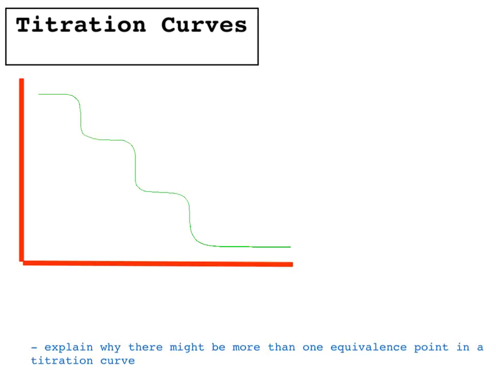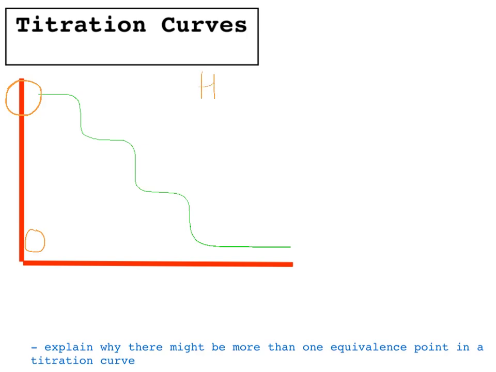Now you might get a question that presents you with a pH curve that looks a bit like this, and you can see this time there is more than one equivalence point, and this happens when more than one reaction might happen between an acid and a base. So this titration curve is for the reaction between phosphoric acid and sodium hydroxide, and it's phosphoric acid being added to sodium hydroxide because, as you can see, it's starting at a high pH and ending at a low pH.